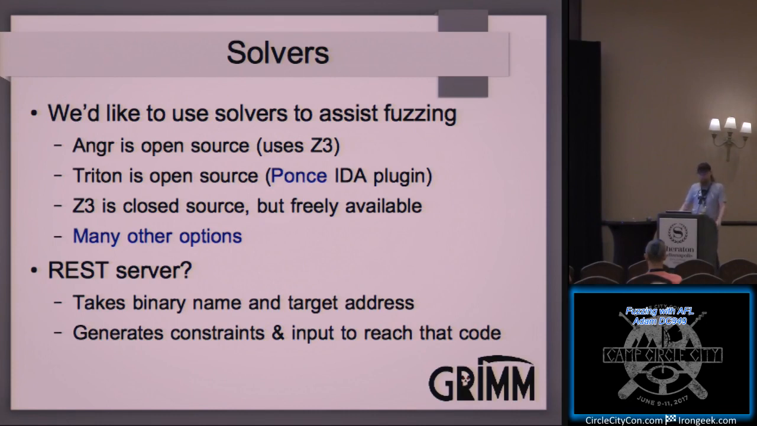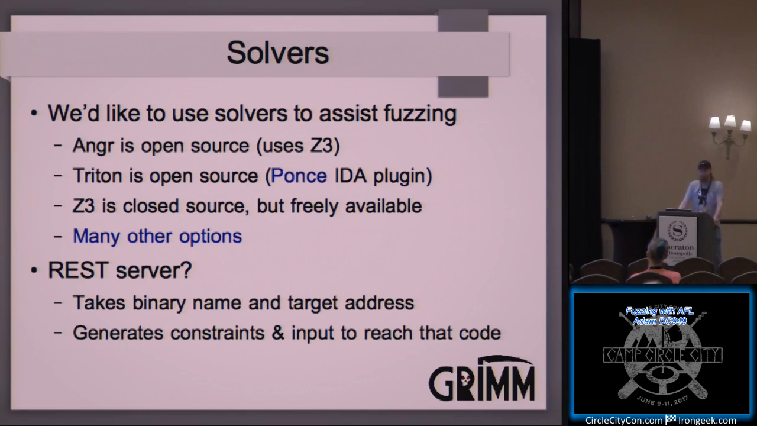Triton is another one. I don't know what solver it uses, but they kind of also do some of the binary stuff for you. And there's an IDA plugin called Ponce, and you just right-click on the place in the code where you want to go, and you're like, oh, generate constraints and solve them, and it'll just generate all the stuff for you and be like, this is what you need to give it to get to this part of the code. And that works pretty well in my experience.